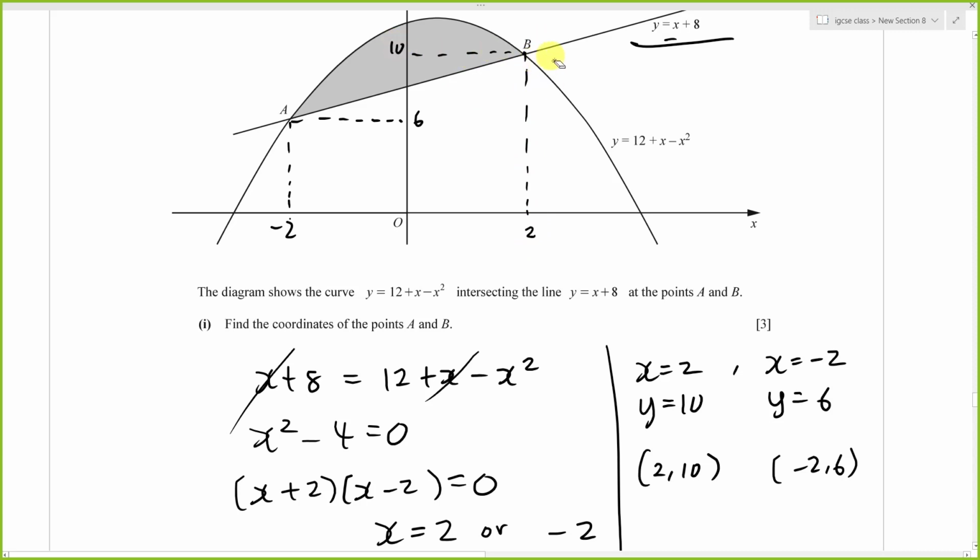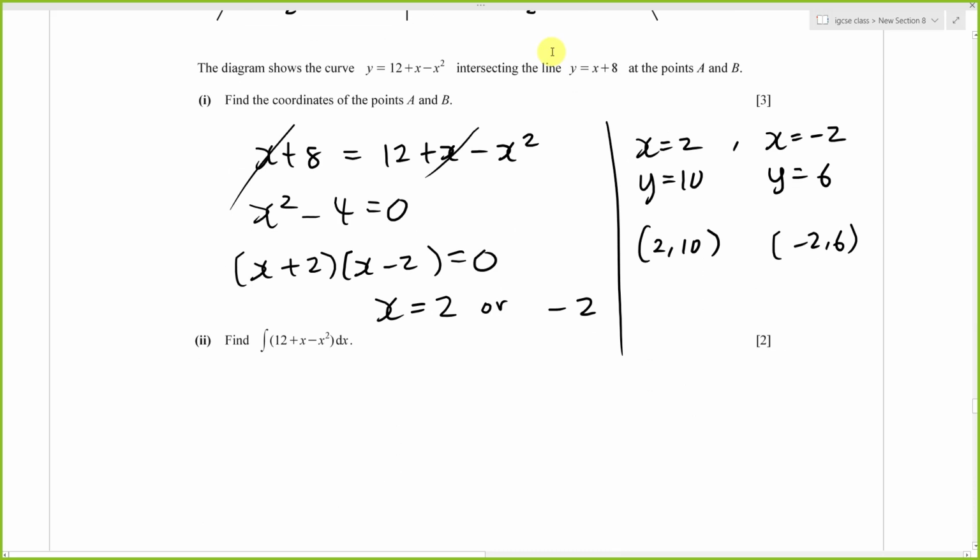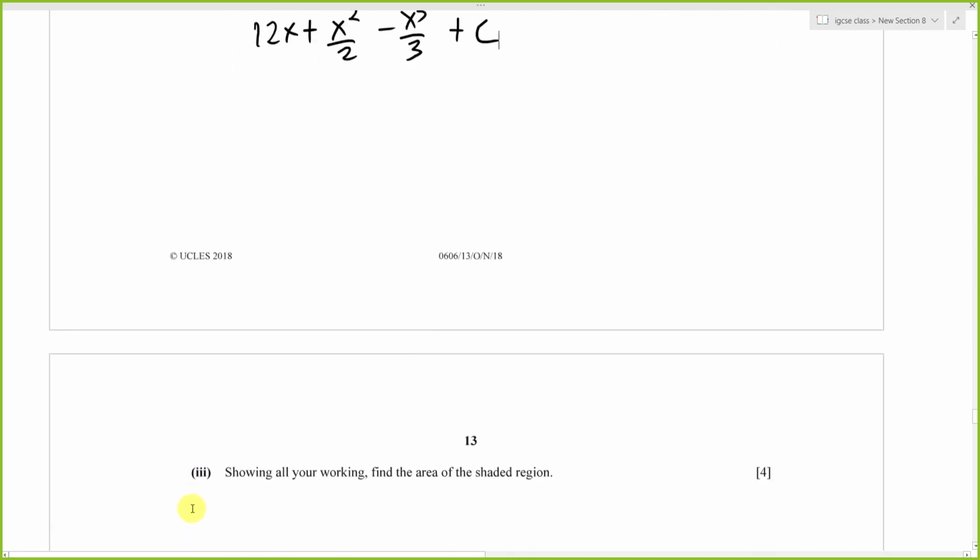Right, so now we have some information ready for coordinate. Integrate for this one, so we just integrate because it doesn't give any definite limits here. So we will need to add the c, alright? So this one, I can straight away do 12x plus x squared over 2 minus x cubed over 3 plus c. Right, 2 marks, quite easy.